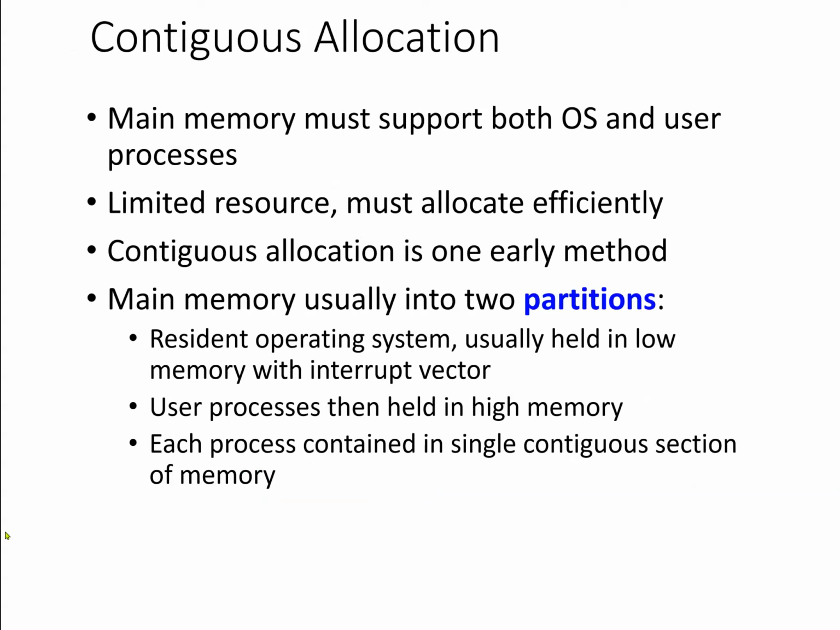Main memory must support both the operating system and user processes. Limited resources must be allocated efficiently. An early method was contiguous allocation. Main memory is usually divided into two partitions: the OS usually held in low memory with an interrupt vector, and user processes held in high memory, each process contained in a single contiguous section of memory.